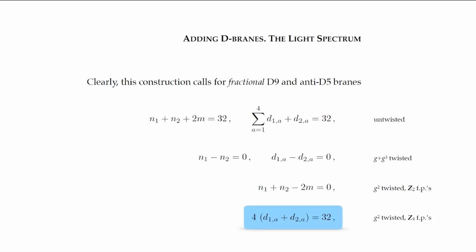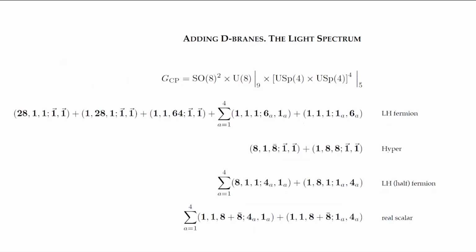And actually, if you look at the charges of the g and g cube twisted sector, then the two must be the same. So it means that you must put 4 plus 4 anti-D5 branes on each Z4 fixed point, otherwise the model, the vacuum, is inconsistent.